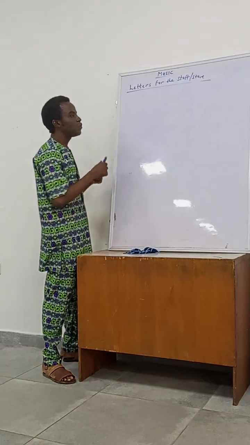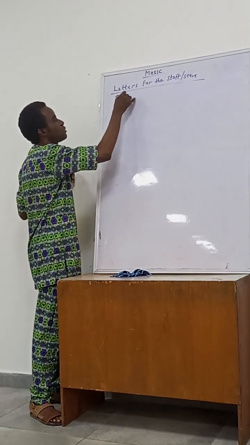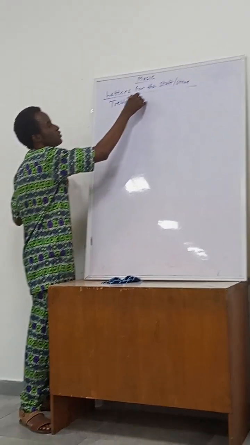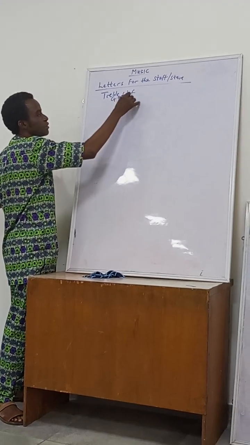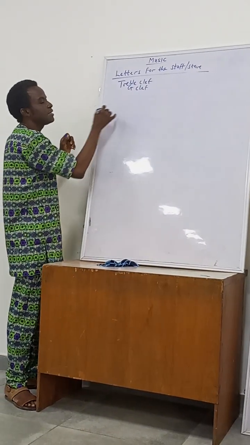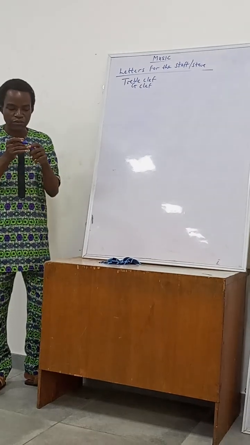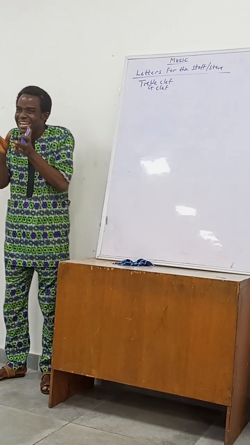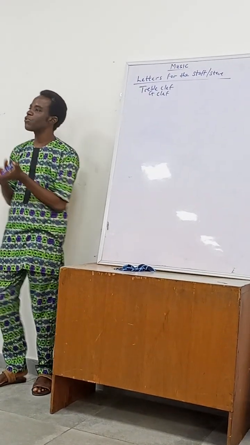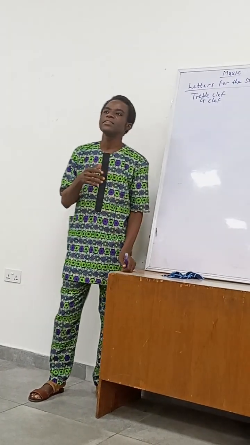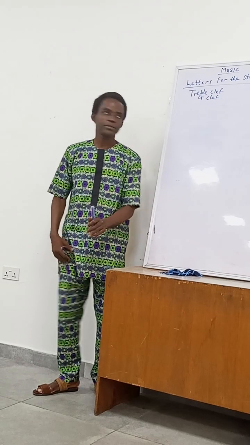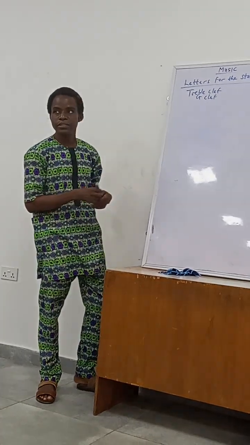Now, we said treble clef is also called G clef. And I said that in the diagram of treble clef, if you look at it very well, it looks like G. And that is why we call it G clef. Some people said, well, I don't want to go there. Just let me illustrate our knowledge here.